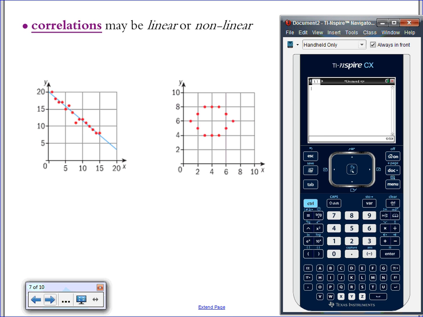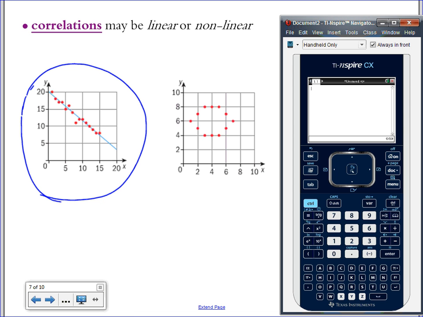Correlations may be linear or nonlinear. For our project, we're mostly going to see linear relationships or no relationship at all. It's very unlikely that for your project you're going to find some other kind of correlation like this one, which almost is like a circle. It's hard to find data that fits those weird shapes. Generally, our data is going to take the shape of a line.